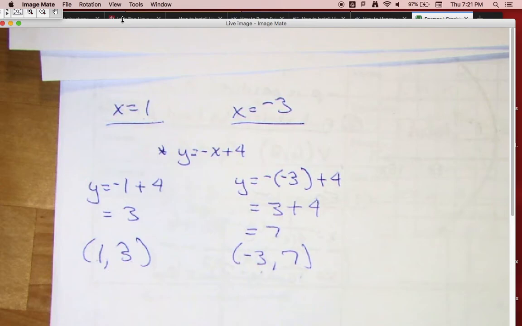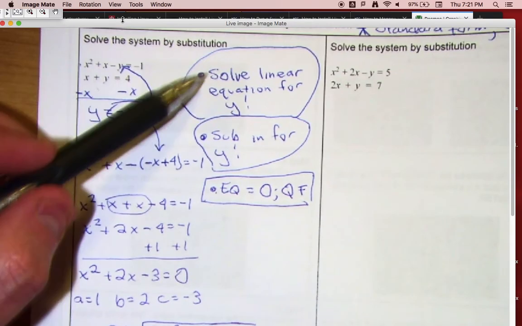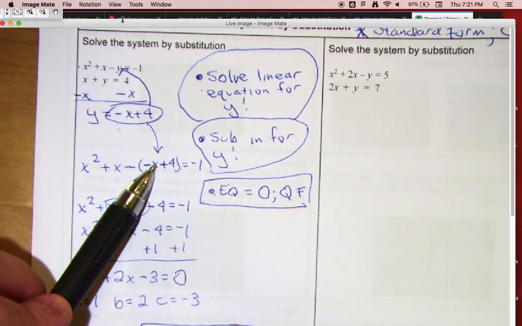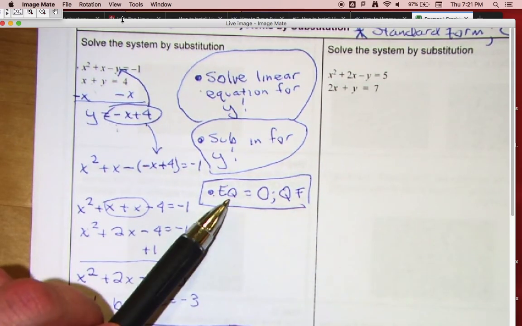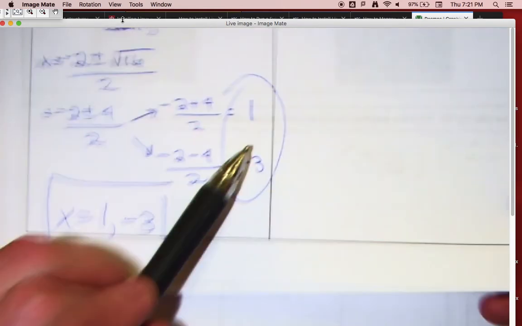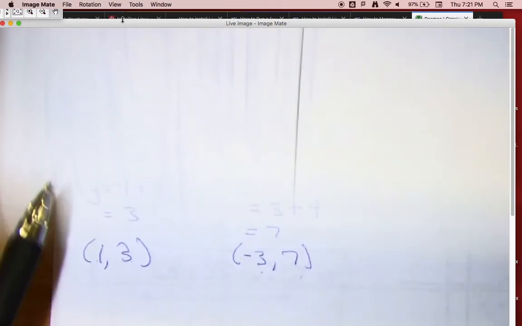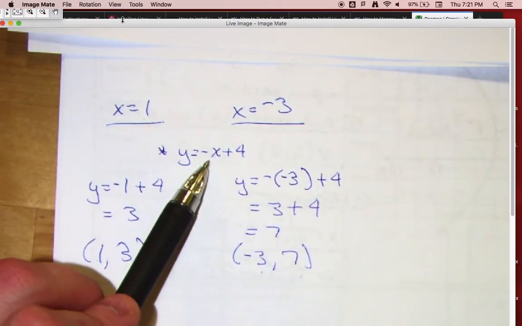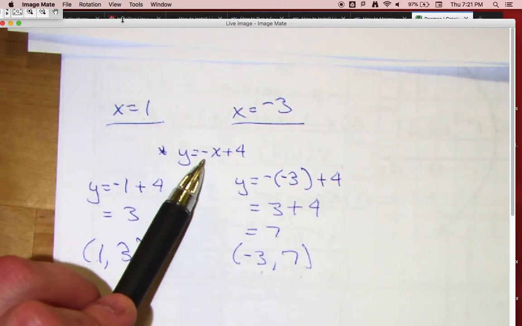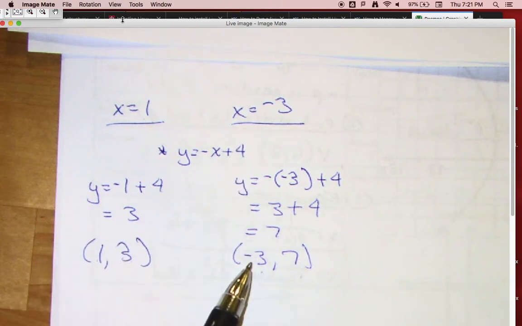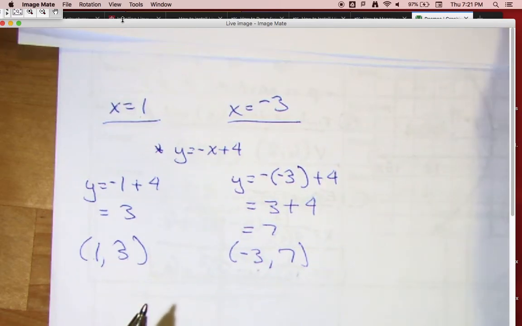All right, so let me rephrase that one last time. How do we find x's? Solve our linear equation for y right there. Substitute in, get the equation equal to 0, and then use the quadratic formula. That gives me two answers, 1 and -3. I then take these two answers for x, and I plug them into one of the above equations, preferably the linear one, to get the y-coordinate that matches up with x equals 1, and to get the y-coordinate that matches up with x equals -3. Okay, so that's solving by substitution.